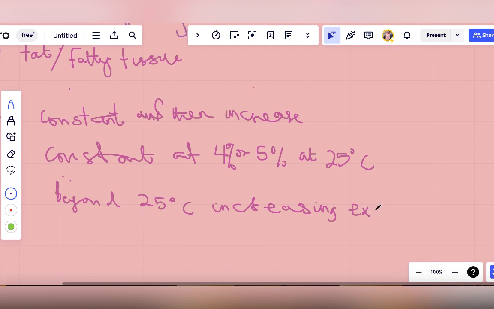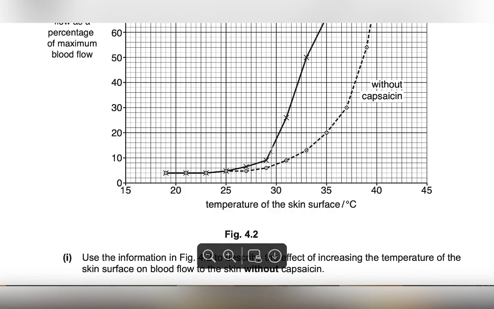The increase is not directly proportional to the temperature, the amount of temperature. Exponentially, or non-linearly proportional. It's better to use that word, non-linearly proportional. Okay, so that's that step.